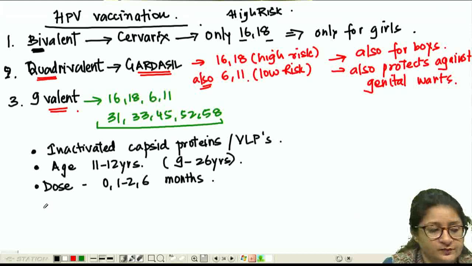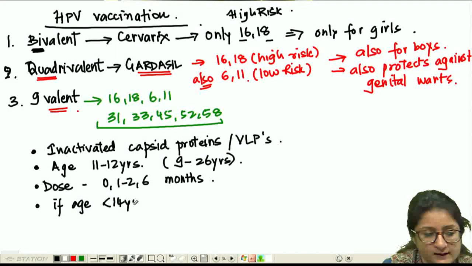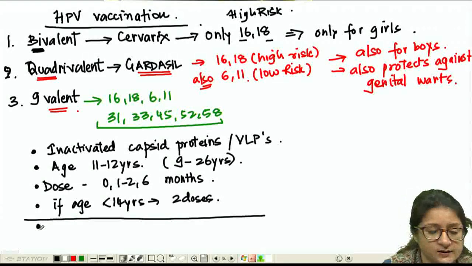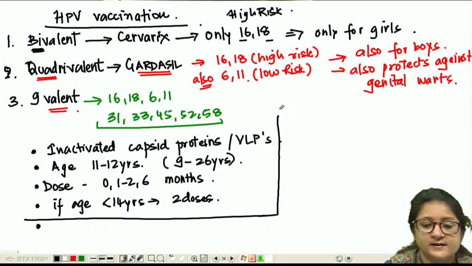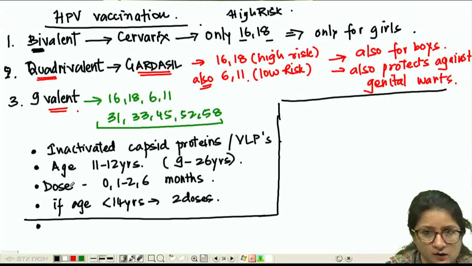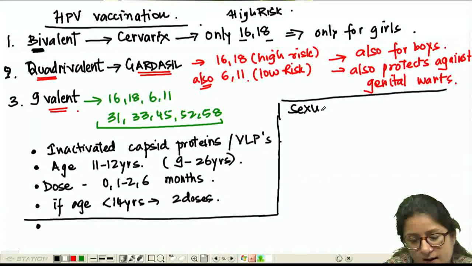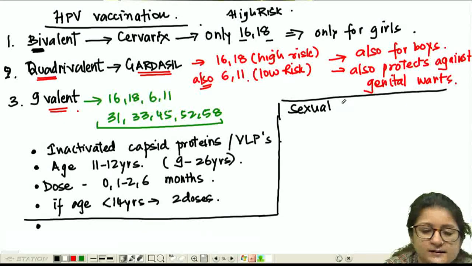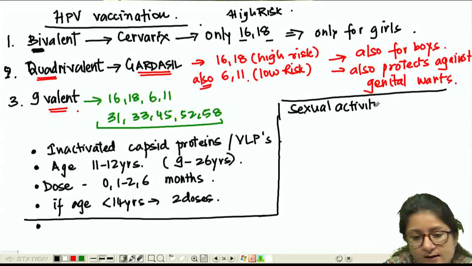And the Indian Academy of Pediatrics writes that if we are vaccinating at age less than 14 years, then only 2 doses are good enough. And remember that before giving this vaccination, the latest guidelines say that we can give it to women who have begun their sexual activity also. This has been talked about by the American guidelines. Even if sexual activity has begun, this vaccination can be given.